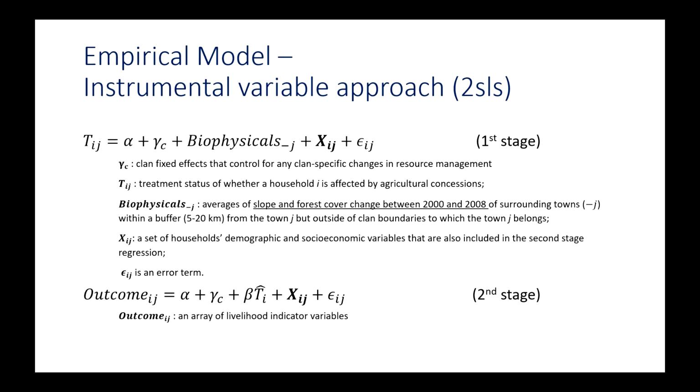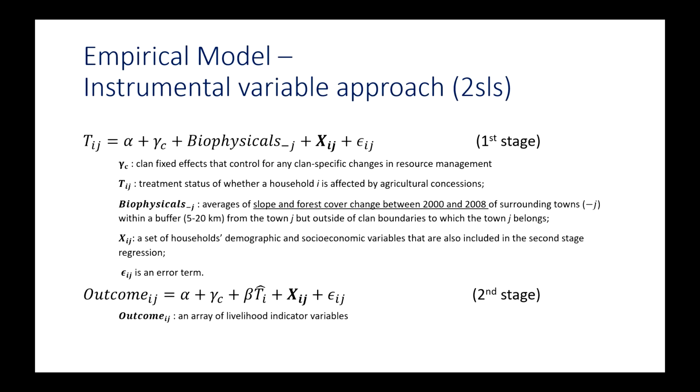Our assumption here is that these neighbors, which we define as minus J, the town J, are defined as towns that are outside of the clan boundary. And clan boundary is the boundary where these town households are sharing their livelihoods, or there's a boundary for how far they can go for, say, collection of the non-timber forest products. So we're assuming that the biophysical characteristics of the towns surrounding that are outside of the boundary of the clans will not have direct impacts on the livelihood of the town J, right? So it will have direct impact on how town J is affected by the concessions because they're highly correlated, but then it will not have direct impact on the livelihood outcomes of the town J itself. So that's our exclusion restriction assumption.